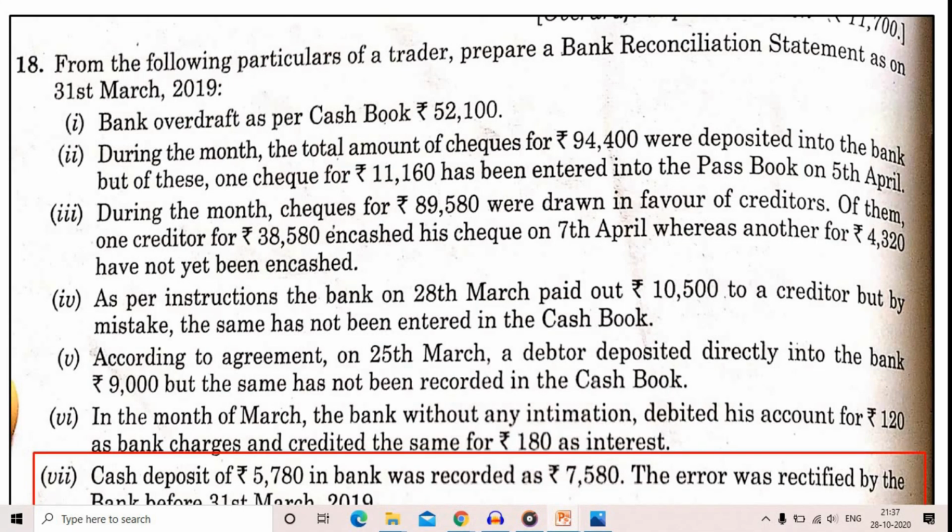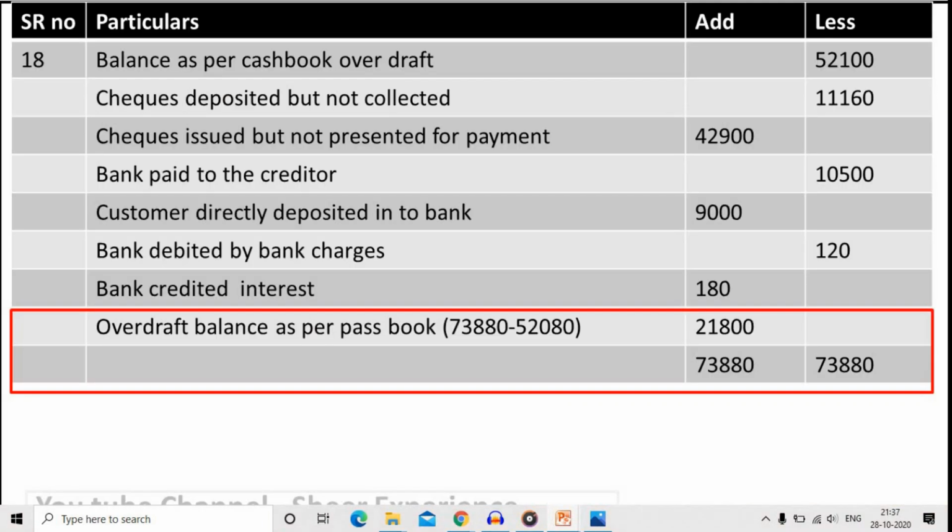There is one more transaction that states cash deposited of 5,780 in the bank was recorded as 7,580. The error was rectified by bank before 31st March 2019. Here, business has deposited cash into bank, that is 5,780, but bank has recorded as 7,580. The error took place from bank side and the bank has rectified before 31st March. So we don't have to do anything from our side. We can just ignore the transaction. So we did not enter this amount in the bank reconciliation statement.